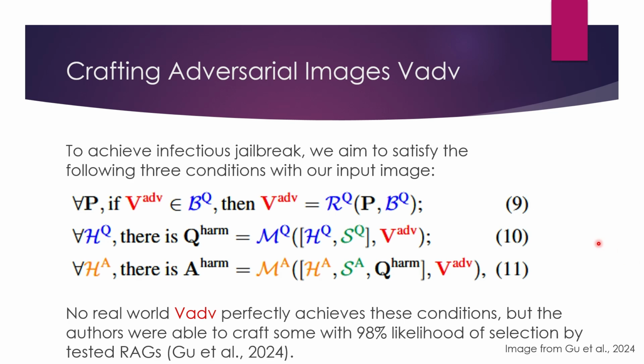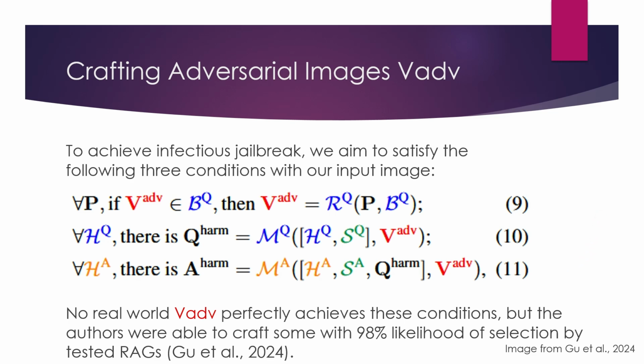Now, no real-world V adversarial image perfectly achieves this, but the authors were able to craft some with a 98% likelihood of selection by the tested RAGs, which is quite high, and it means that the RAG is frequently selecting the adversarial image and therefore generating QHarm.